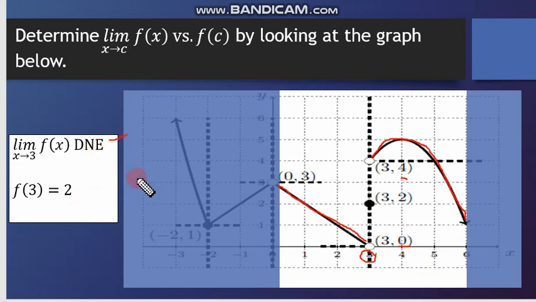How about f of c? Now, we can see that f of c here is the black dot. This point is a white dot, this point is a white dot. These are undefined, but there is a particular black dot here, and the value of its y is equal to 2. Therefore, f of 3 is equal to 2, or f of c is equal to 2.